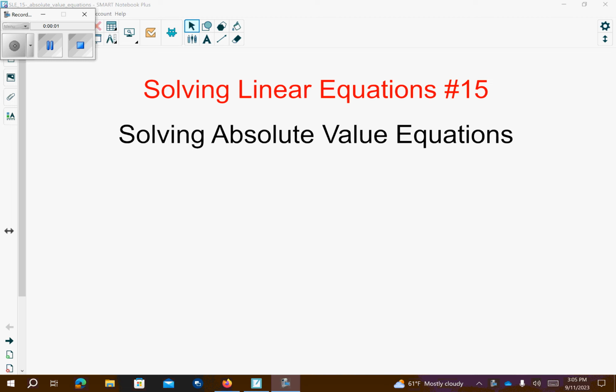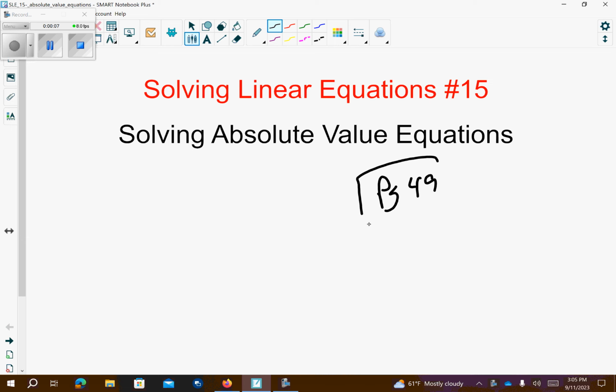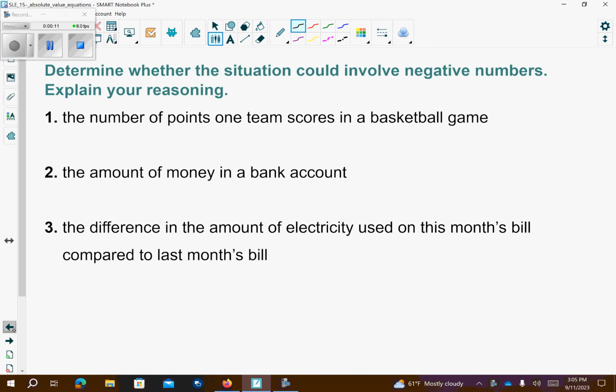Everyone, this is SLE number 15. I'm on page 49 of your notebook. So we're talking about absolute value equations. So let's get to where it's at.